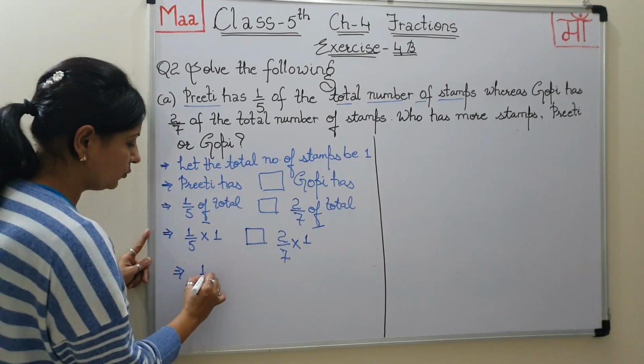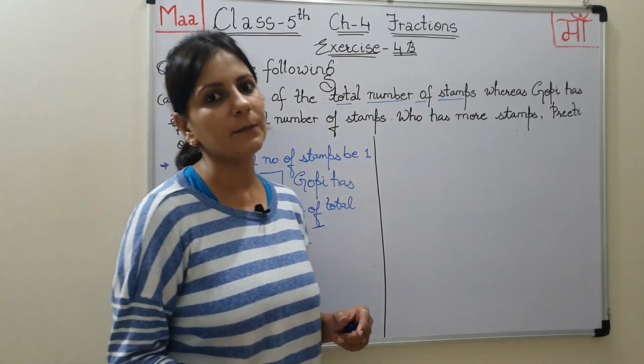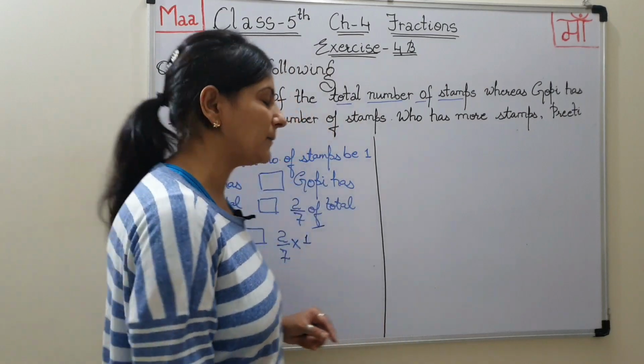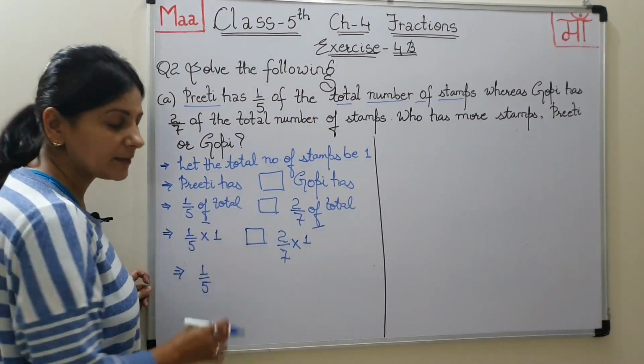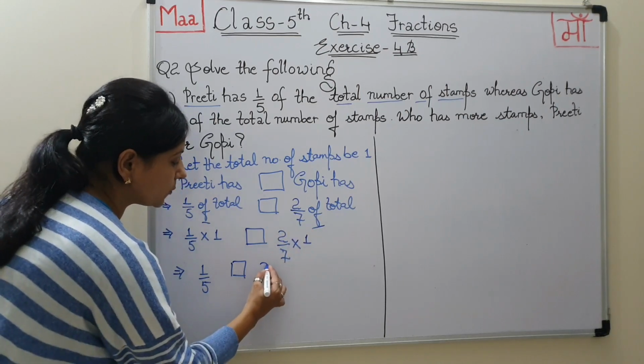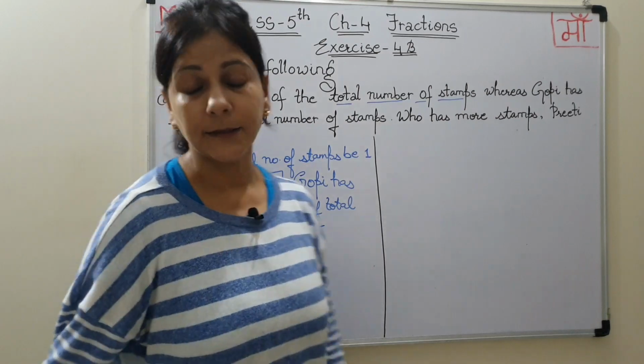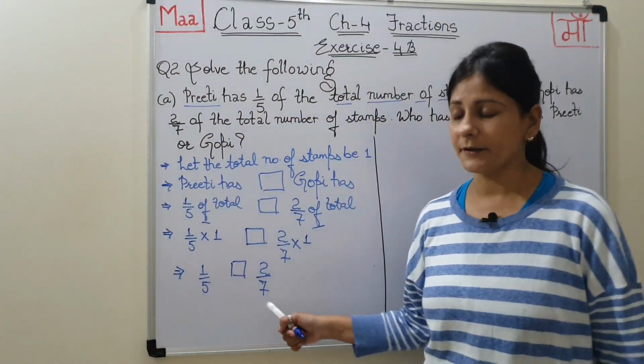नाउ यू हैव टू मल्टीप्लाई. किसी भी रेशनल नंबर को हम 1 से मल्टीप्लाई करते हैं तो हमें वापस वही रेशनल नंबर मिलता है. तो आप 1/5 को जब 1 से मल्टीप्लाई करेंगे आपको 1/5 मिलेगा. इसी तरीके से जब आप 2/7 को 1 से मल्टीप्लाई करोगे तो आपको 2/7 मिलेगा. अगेन नाउ वी हैव टू कंपेयर इट.